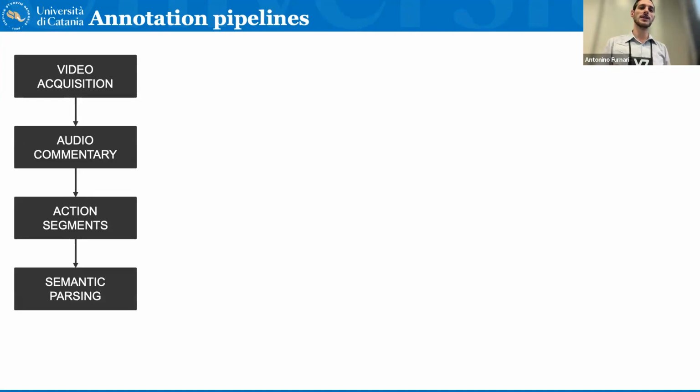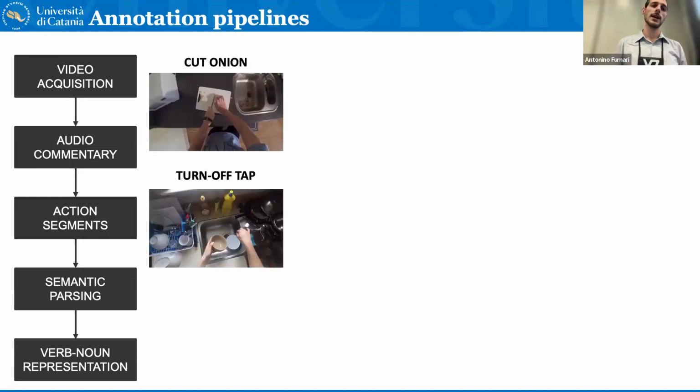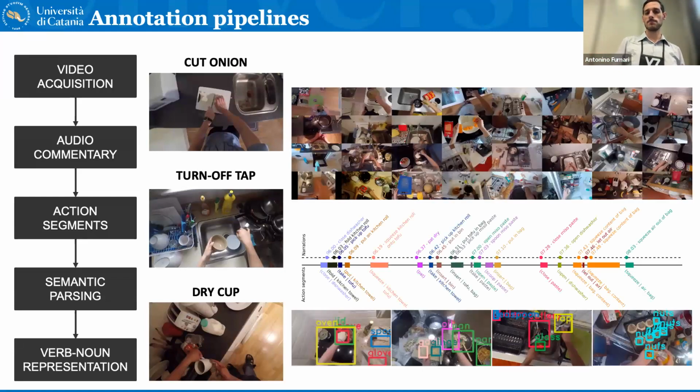And then we did some semantic parsing to attach a verb-noun-based representation. So we have actions such as cut onion, and you have a video clip for that, and turn off tap and dry cup. And this is the gist of the kind of annotations we had in the first version. So a timeline with narrations, action segments, and object bounding boxes.